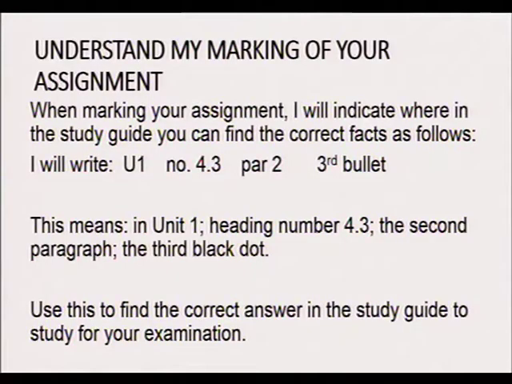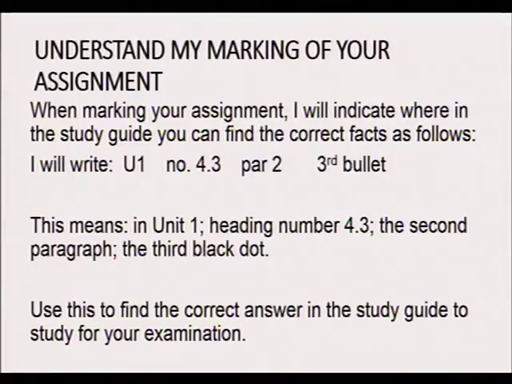How to understand my marking of your assignment. When marking your assignment, I will indicate where in the study guide you can find the correct facts as follows. I will write Unit 1, number 4.3, paragraph 2, third bullet. So if you lost marks in your assignment with a specific question, go to this indication of where to find the answer and find the facts that you didn't put in your answer. This indication means Unit 1, heading number 4.3, the second paragraph, the third black dot.